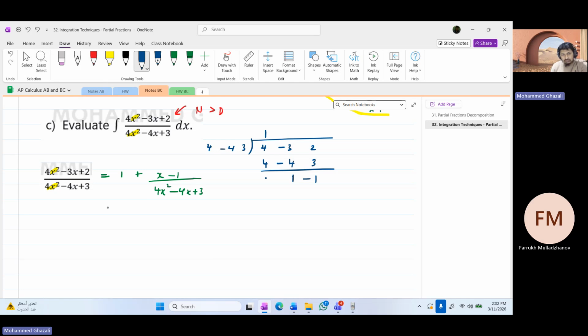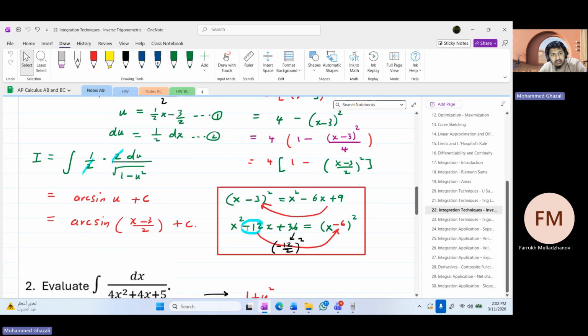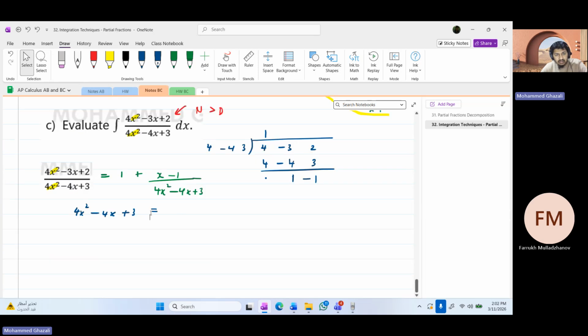So we need to say 4x squared minus 4x plus 3. Now remember, it's not a square root form. It's one of the forms we have done in integration techniques when you're doing inverse trig. So you're basically looking at something like this. See, it's in this form, 1 over 1 plus x squared. You need to put it into this form. So let's go back and put this into this form. You've got to complete the square.